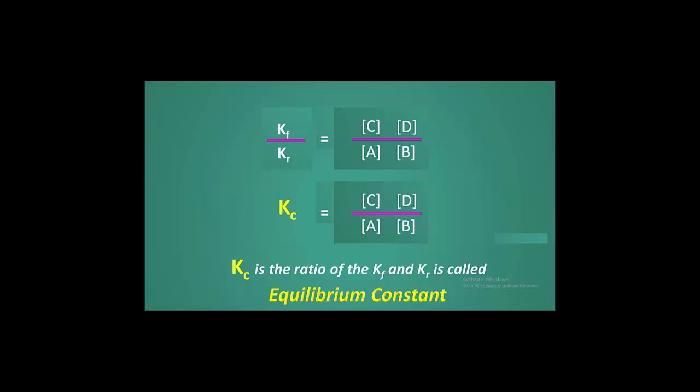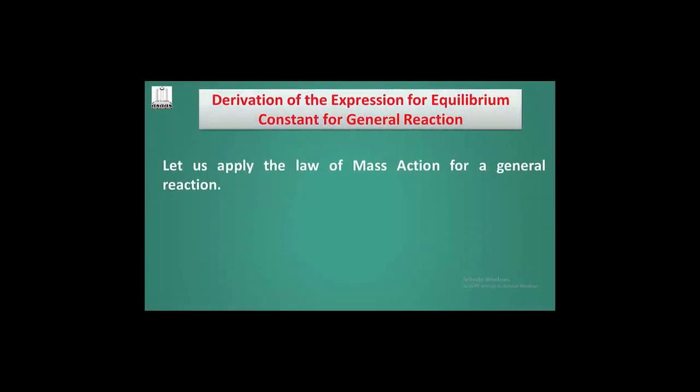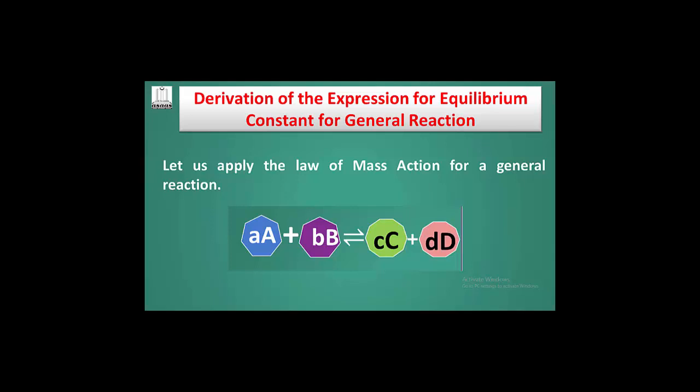constant expression. Now dear students, let us apply the law of mass action for a general reaction and derive the expression for the equilibrium constant for a general reaction. Here is another reversible reaction, and the difference from the previous one is the small a, small b, small c and small d. Small a means the number of moles or coefficient.